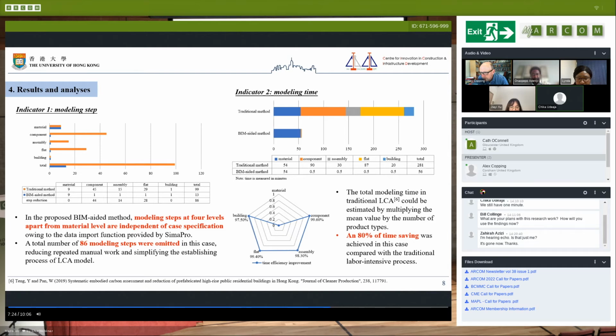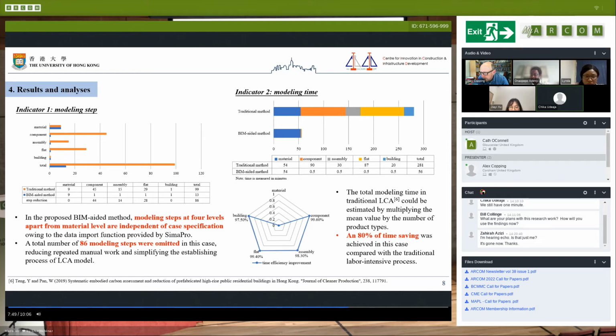In this case, a total number of 86 modeling steps were omitted. If applying the method to the whole case building, more steps could be reduced. The total modeling time in traditional LCA was estimated by multiplying the mean value by the number of product types. When importing the files in the BIM-aided method, it took around 30 seconds for data input at each level.